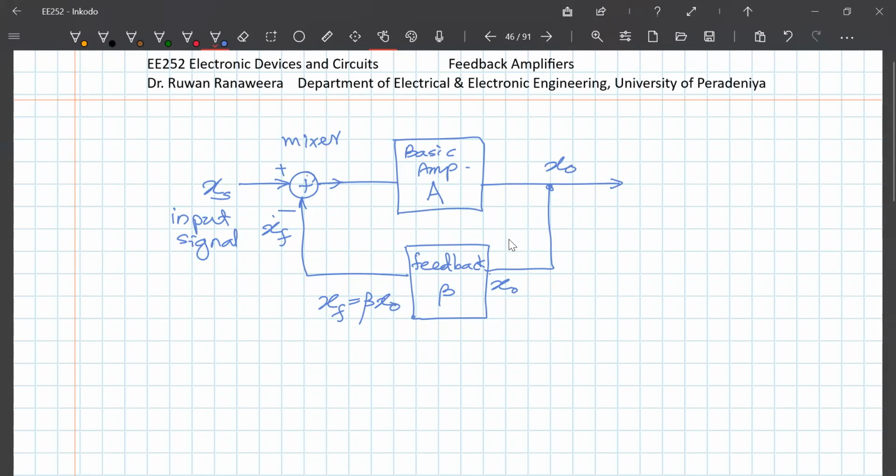Likewise, the output of the mixer is the difference between the signal and XF. So we call this XD, which is in fact the same as the input to my basic amplifier, which is equal to XI. These are some notations that we use. Whereas X out is basically A times XI, and this goes to the load. That is the main way we draw it.